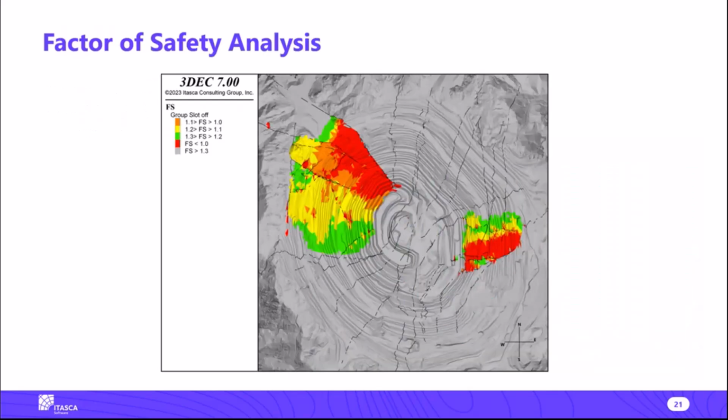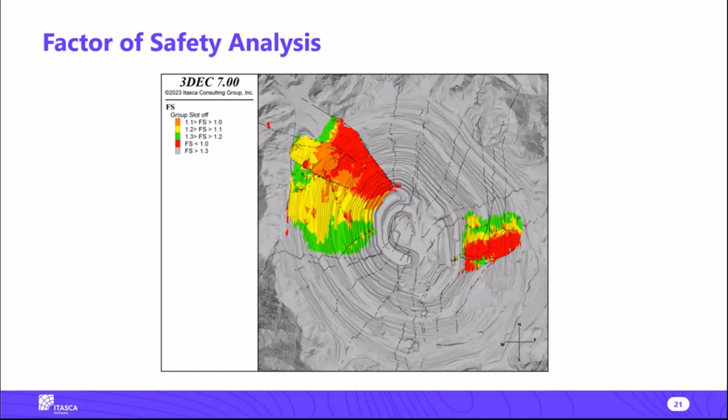Okay. Another thing that people often do is this factor of safety analysis. Probably you're familiar with the shear strength reduction method, where you gradually reduce the shear strength of the material and see if it fails. This capability is built into 3DEC. It will automatically run multiple tests for you with different shear strength reductions and work out the factor of safety.